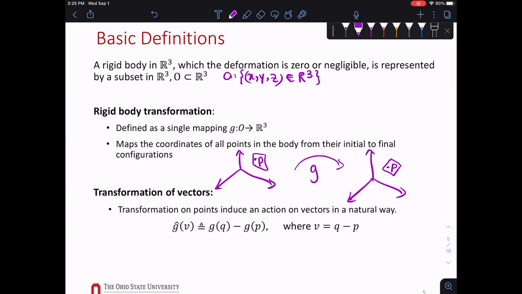You can also transform vectors. What is a vector? If you had a rigid body with points P and Q, and there's a vector between P and Q, P minus Q, if you rotate or translate, you transform this, the following vector is P prime minus Q prime. This is still the same vector, right? The length of the vector, is it going to change or no?